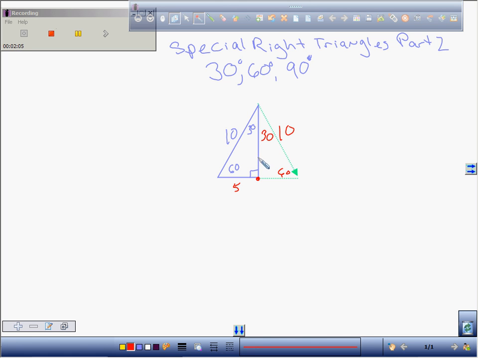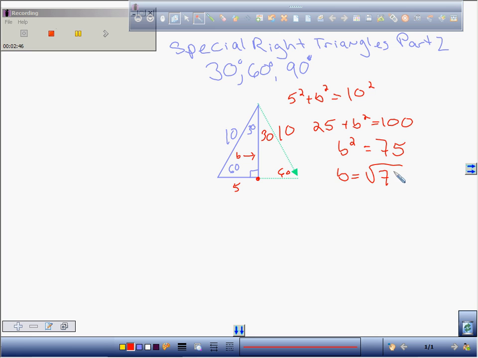Now to find this side over here, I have to do the Pythagorean theorem. I'm going to call that side B, okay? And I'm going to go 5 squared plus B squared equals 10 squared, because 10 is the hypotenuse, right? And I get 25 plus B squared equals 100. And I subtract 25 from both sides. B squared equals 75. So B is the square root of 75. I wrote 75, right?